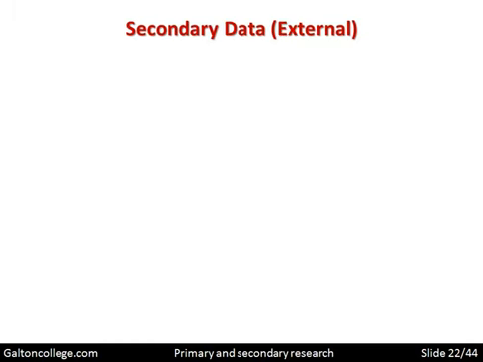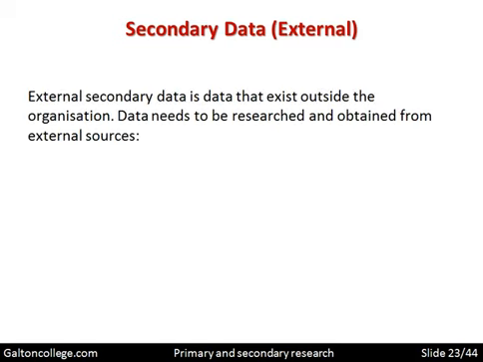There are external sources of secondary data. These are outside of the organization. Data needs to be researched and obtained from external sources. So these are outside, but the data has to be collected from the external sources. For example, there's data in books which could be collected, or in journals, which again would have to be researched and taken out of the journal and analyzed.